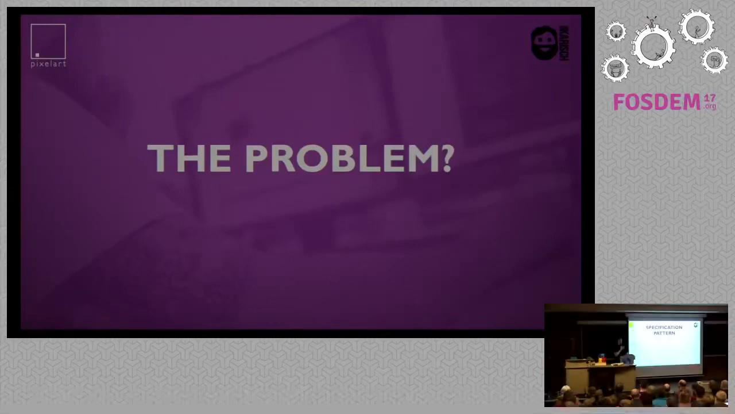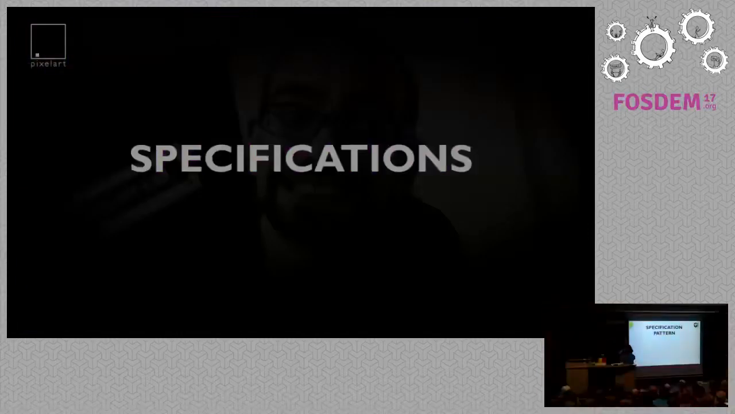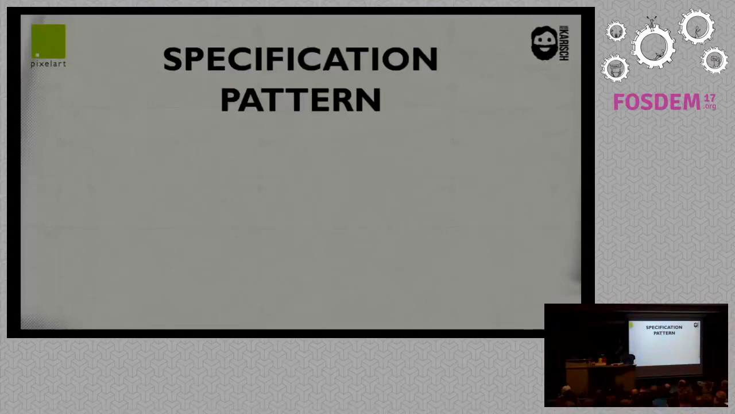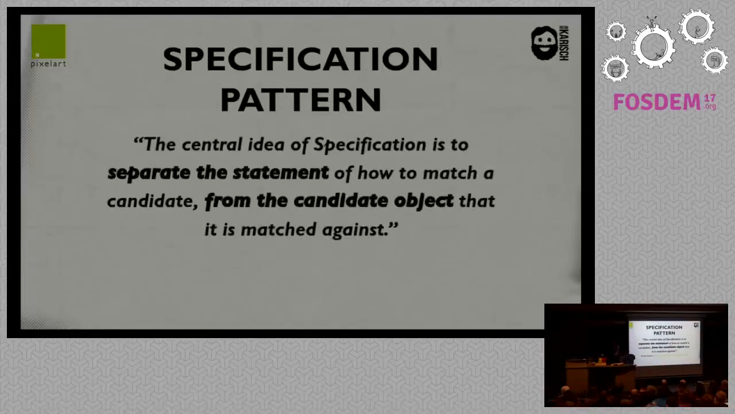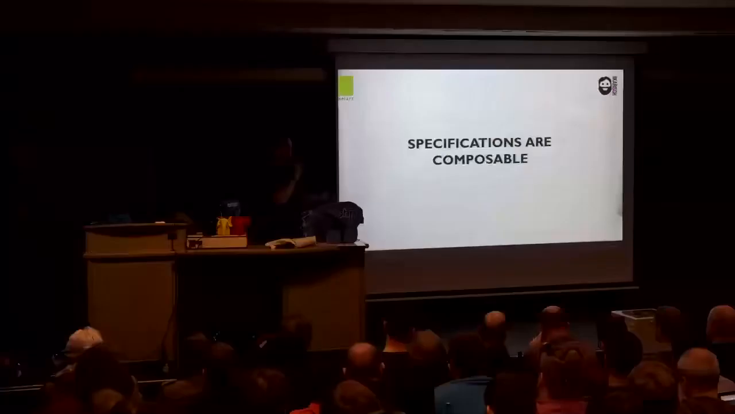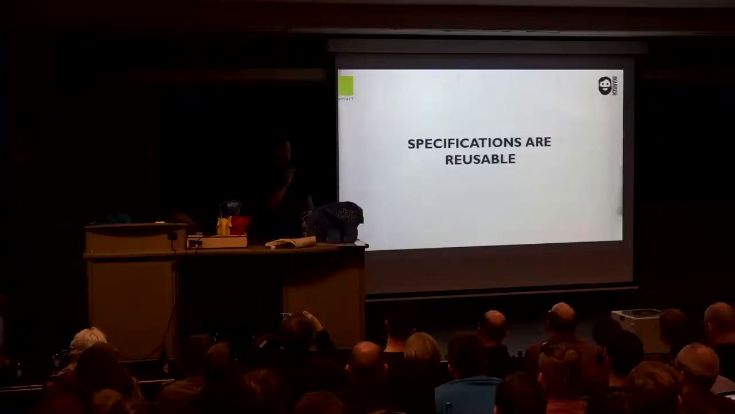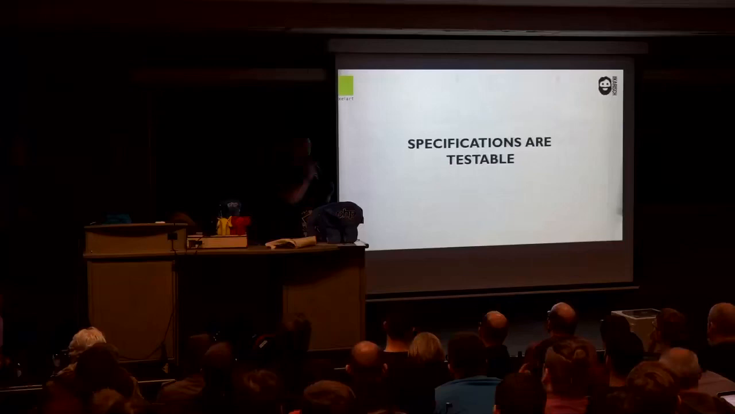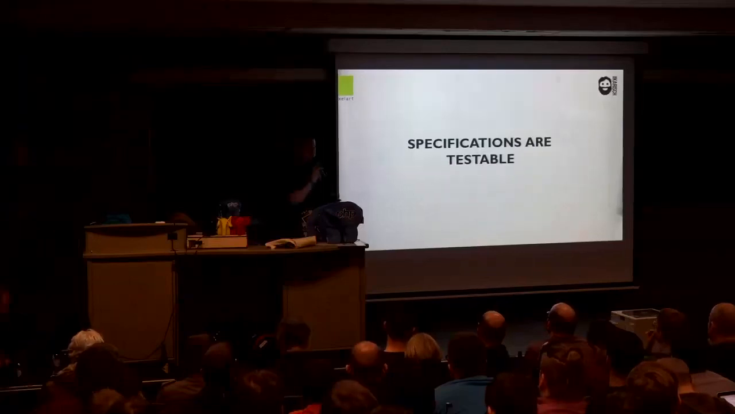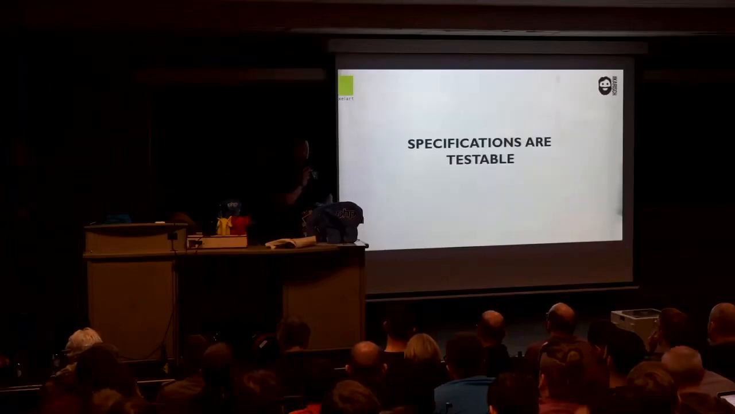We use specifications. So, what are specifications again? It's more commonly called the specification pattern. And again, the central idea of a specification is to separate the statement from the candidate object. That's the essence of a specification. So you separate your search methods from the candidate object, the unicorn. Specifications are composable. You can combine them like you have done before in the repository. But specifications should also be reusable, as we will see later. And the important point is that specifications should be testable. Big repositories with 25 methods and so on are not really testable.